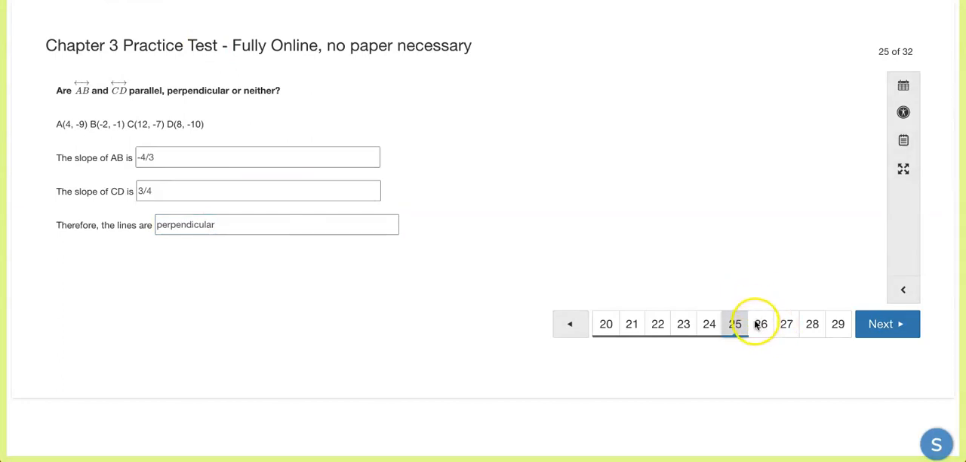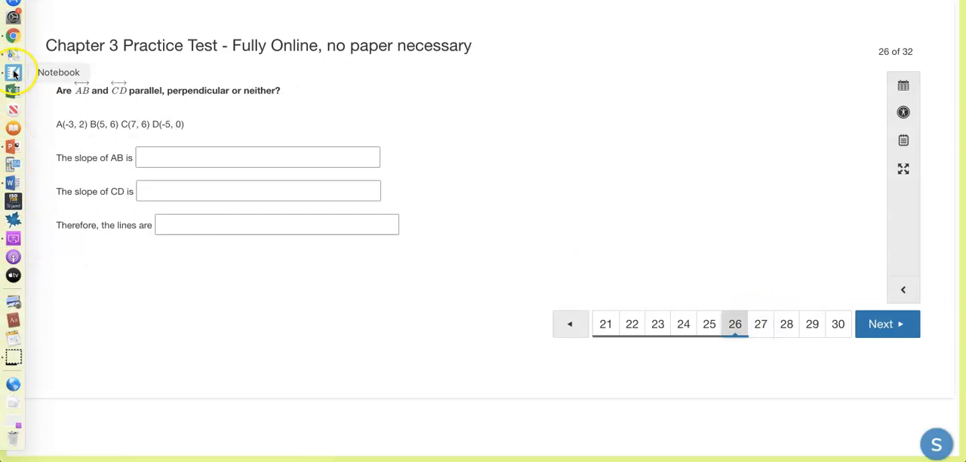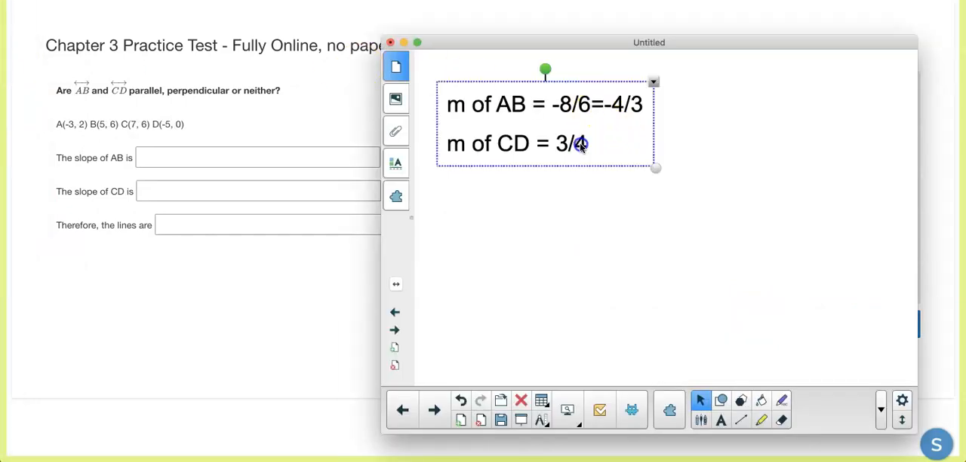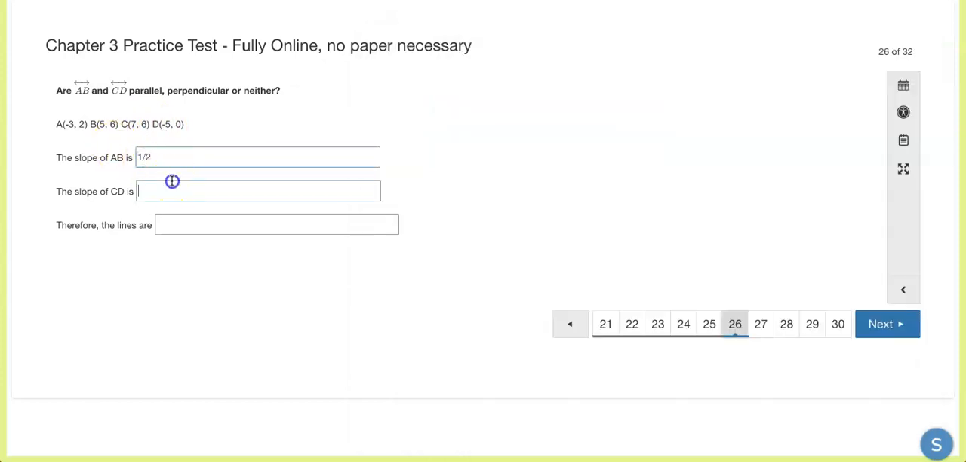So let's move on then to number 26. Another example of the same thing. So we'll start getting the slopes of both of these. AB, I have 2 and 6 up top, so 2 minus 6 is -4, and then -3 minus 5 would be -8. That's going to simplify to +1/2. The slope of CD, I have 6 minus 0 up top, which is 6. On the bottom, 7 minus -5, which is 12, so that's 1/2. So this time they're both 1/2, which means the lines are parallel, since they're the same.